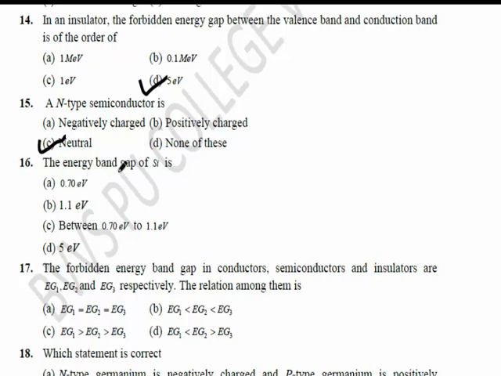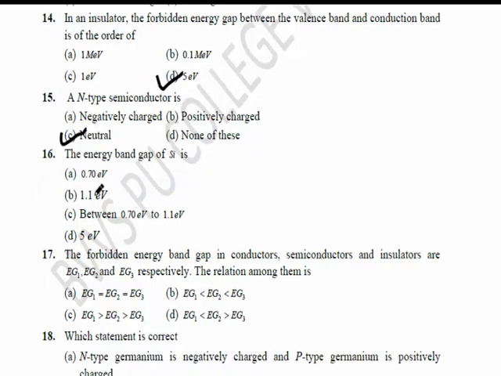Okay, 16th. The energy band gap of silicon is. So what is the energy gap of silicon? The energy gap of silicon is nearly 1.1 electron volt. Remember students, I am saying about the forbidden energy gap of silicon, it is 1.1 electron volt. So let's move to the next question.